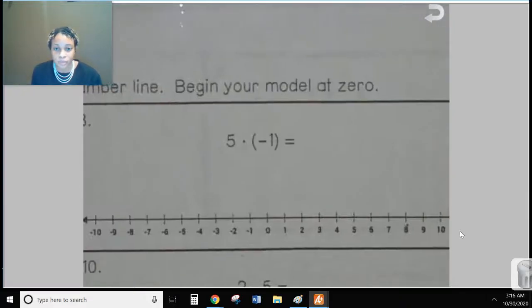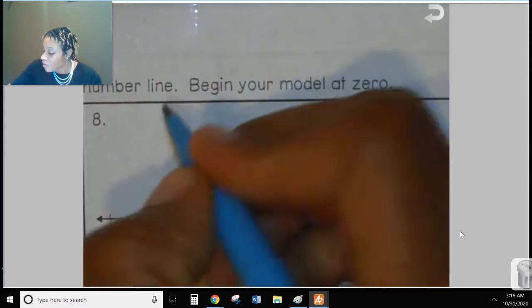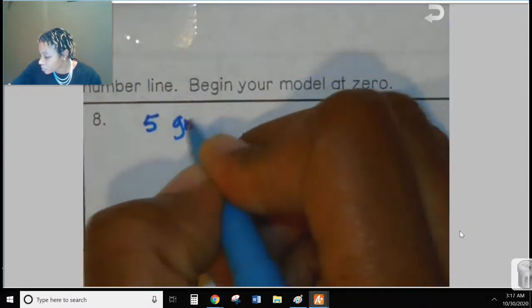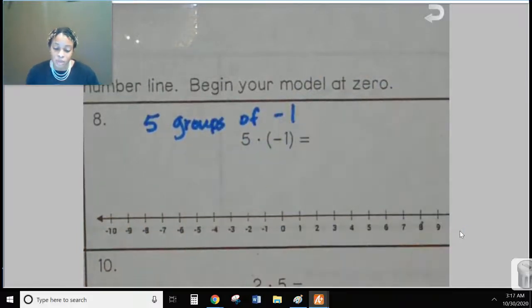Here we have 5 groups of -1. So what's going to be in my group? I'm going to be jumping by -1. Okay, so since it's negative, I'm going to be going to the left. And how many jumps will I have? 5. I'm going to have 5 groups of -1. Where do I start? 0. We always start at 0.